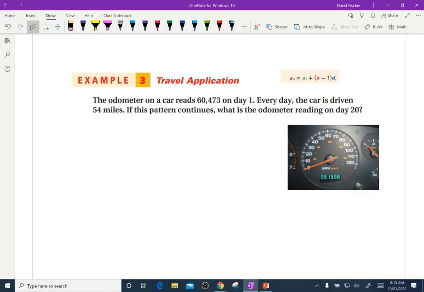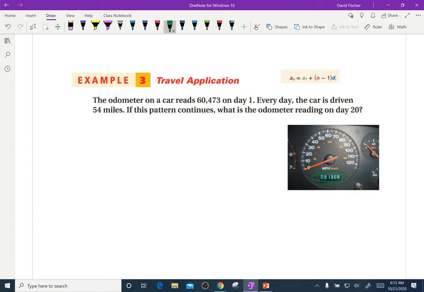So here we go. Here's a word problem, real life problems here. The odometer, so that's a little thing in your car that tells you how many miles you've driven on your car. It currently reads 60,473 on day 1. Every day the car is driven 54 miles. If this pattern continues, what's the odometer reading on the 20th day?